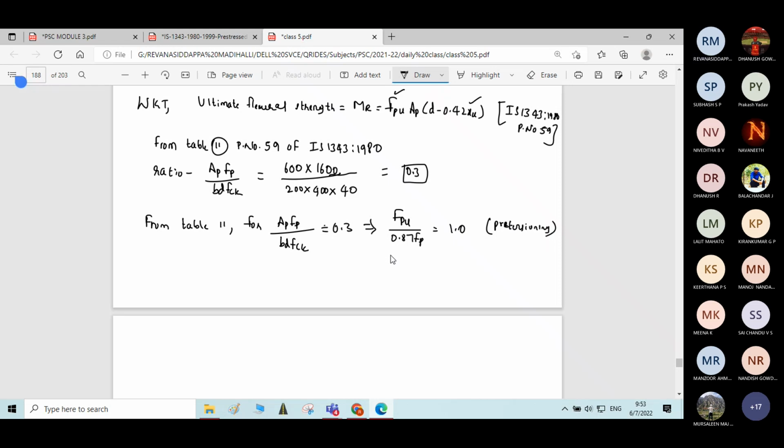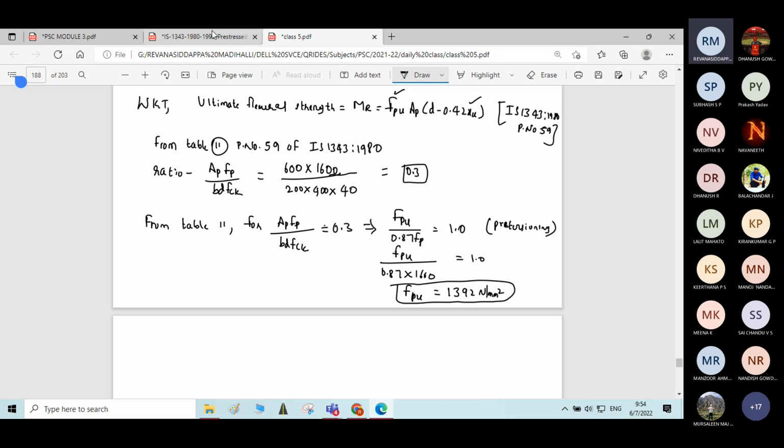Okay, now the FP value is known. The characteristic strength of the steel is 1600. Just substitute: FPU divided by 0.87 into 1600 is equal to 1.0. By this you will get the value of FPU, the ultimate tensile stress in the steel. If you calculate, you will get the answer as 1392 Newton per mm square.